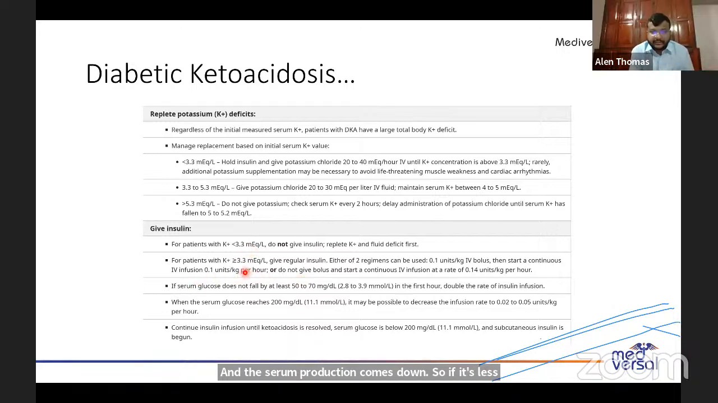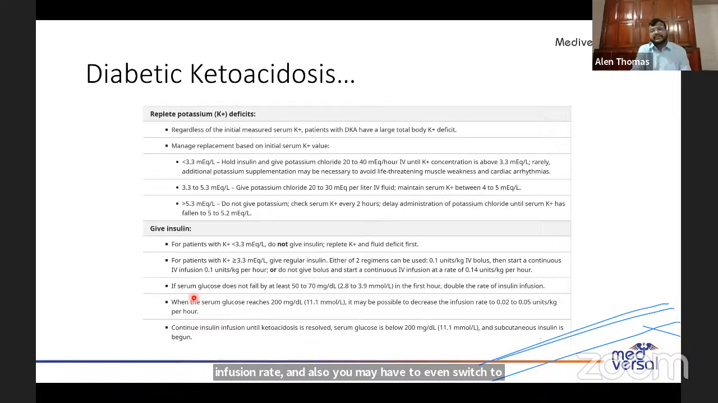Give regular insulin if potassium is more than 3.3, as an IV infusion at 0.1 units per kg. And if serum glucose does not fall by at least 50 to 70 in the first hour, double the rate of infusion. Every hour you're checking sugars so that the patient does not go into hypoglycemia. If by the first hour it does not fall by at least 50 to 70 milligram per deciliter, double the rate. Once the serum glucose reaches 200 or 180, decrease the infusion rate. And you may also have to switch to a dextrose saline solution.